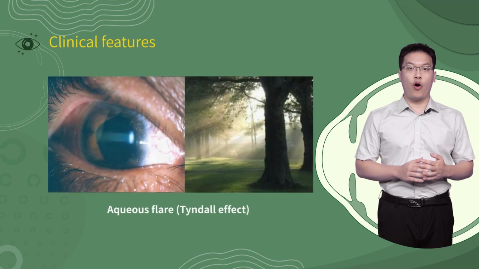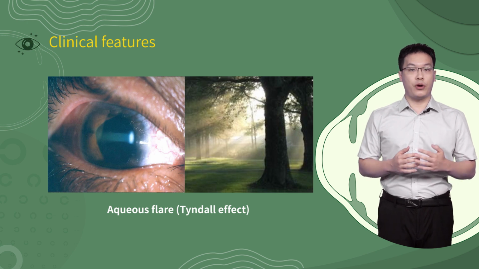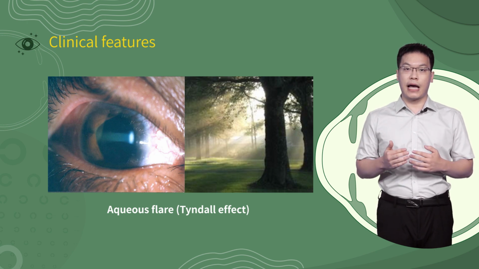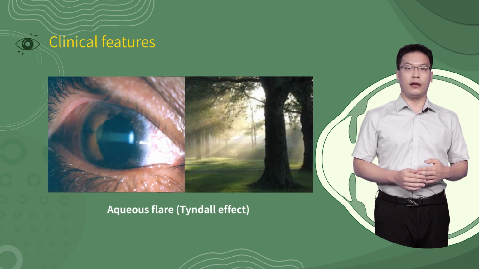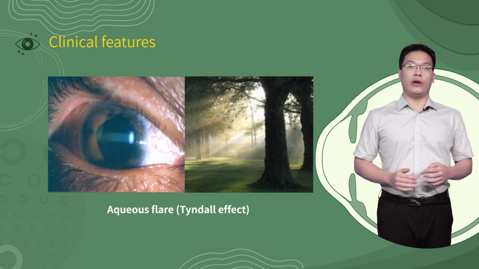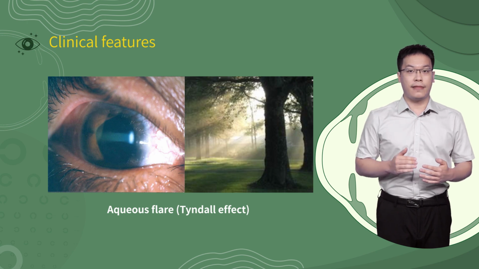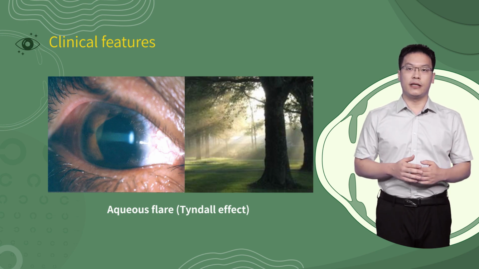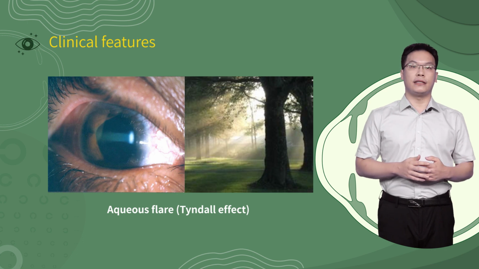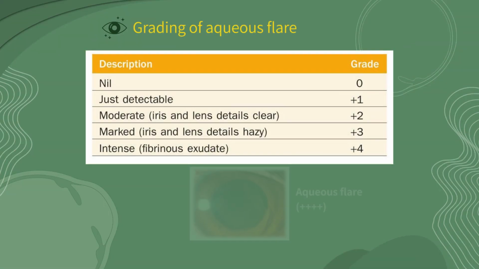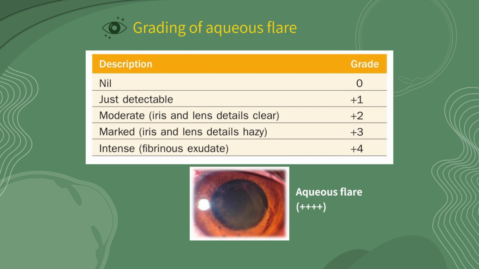Aqueous flare is always positive, which reflects the presence of protein due to a breakdown of the blood-aqueous barrier. It is like in a dense forest, where you can often see beams of sunlight through the branches and leaves. This is called the Tyndall effect. Flare may be graded using a flare meter or clinically by assessing the degree of interference in the iris details using the same settings as for cells. Fibrinous exudate is considered as intense aqueous flare.